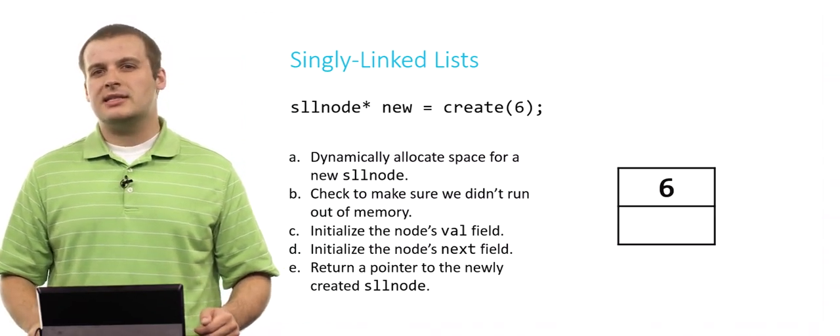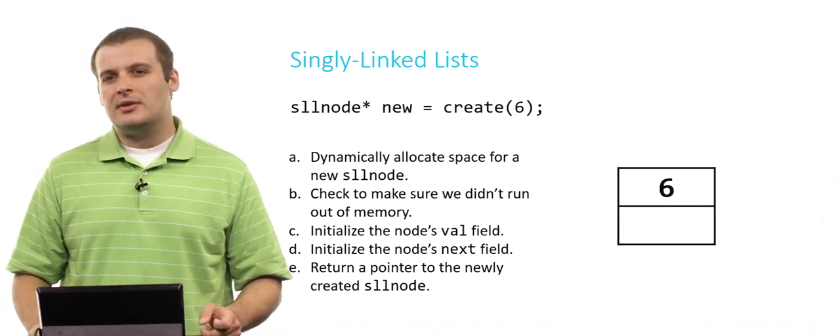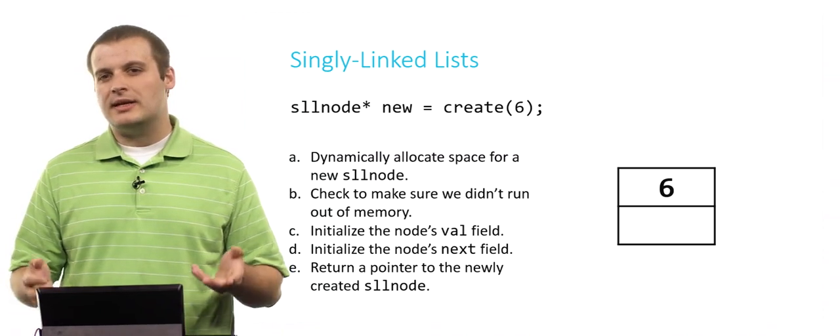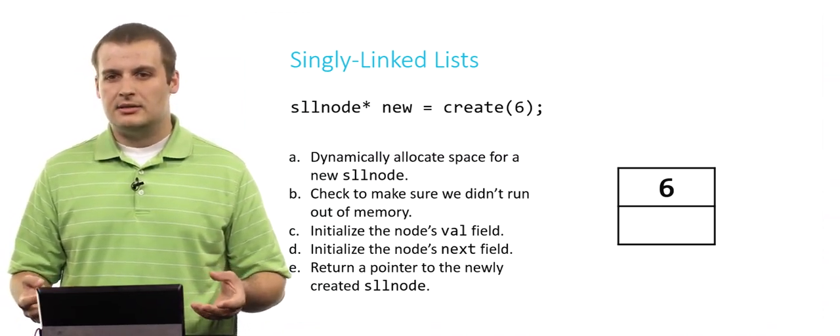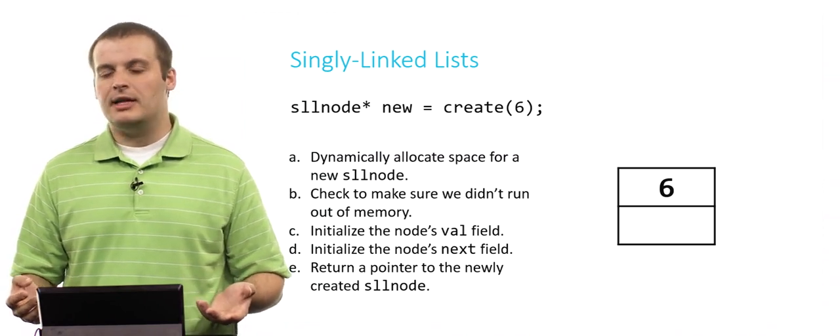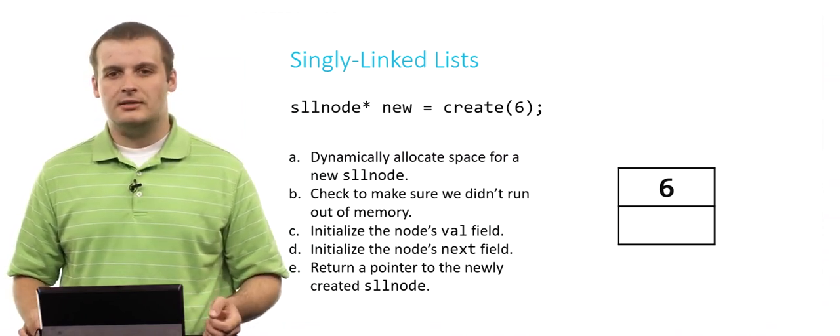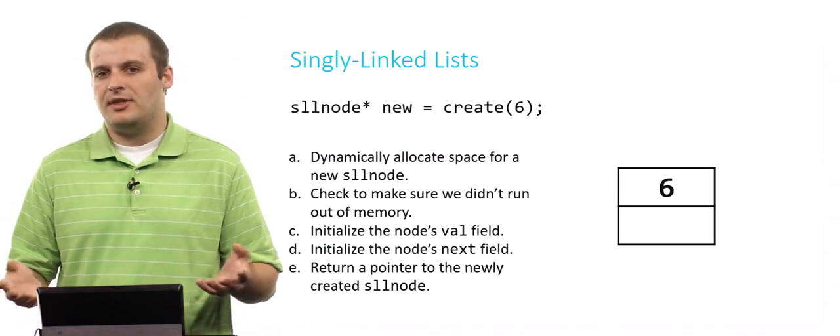Now initialize the next field. Well, what am I going to do there? Well, there is nothing next, right? This is the only thing in the list. So what's the next thing in the list? Shouldn't point to anything, right? There's nothing else there. So what is the concept that we know of that's nothing, pointers to nothing?